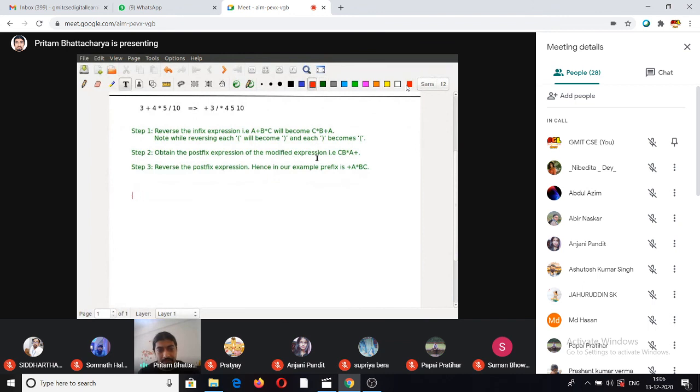So you are trying to convert a plus b star c. The first step you do is you reverse it. So you get c star b plus a. Then you obtain the postfix of this c star b plus a. So what will be the postfix of this? You will have cb star a plus.